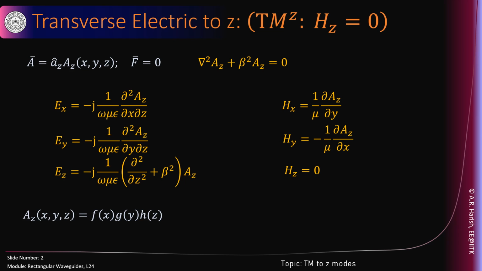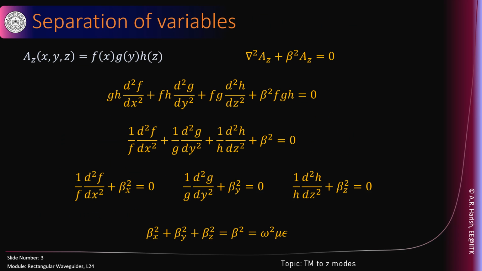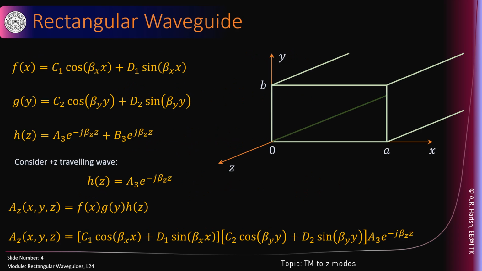And Az itself is written as a product of a function of x, a function of y, and a function of z. We know these equations. So what is the next step? The step is we are going to use the separation of variables method and write down three differential equations, one in terms of x, one in y, one in z, where beta x squared plus beta y squared plus beta z squared equals beta squared. No difference between the previous one, that is TE to Z, and this one, which is TM to Z.